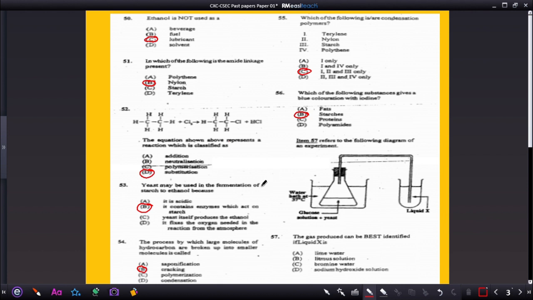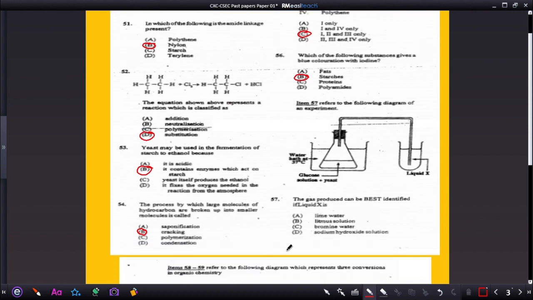57. The gas produced can be best identified if liquid X is what? So we have glucose solution plus yeast, and we know that the glucose and the yeast react to give ethanol, carbon dioxide, and water. So it's the carbon dioxide gas that is produced. The most popular identification of carbon dioxide is the fact that it turns lime water milky or cloudy. So that's A.